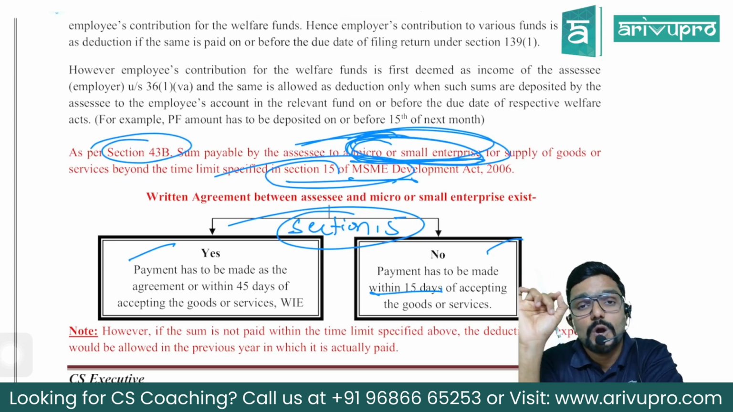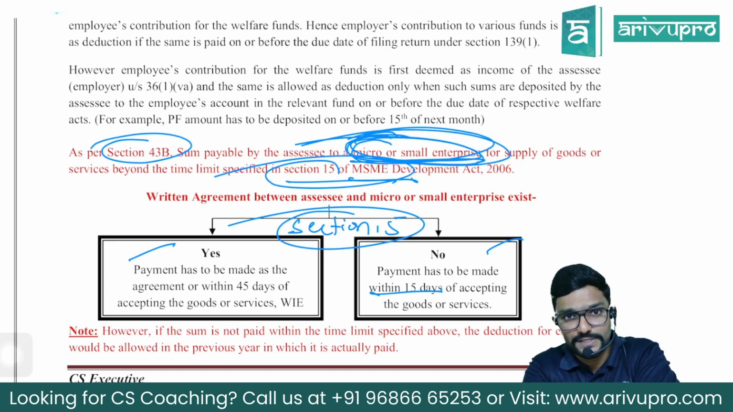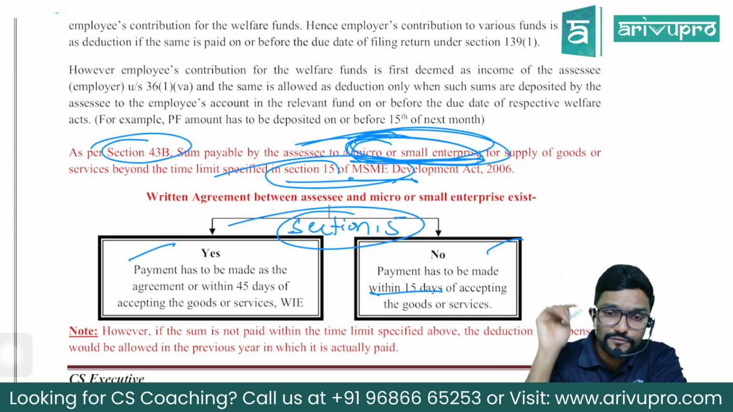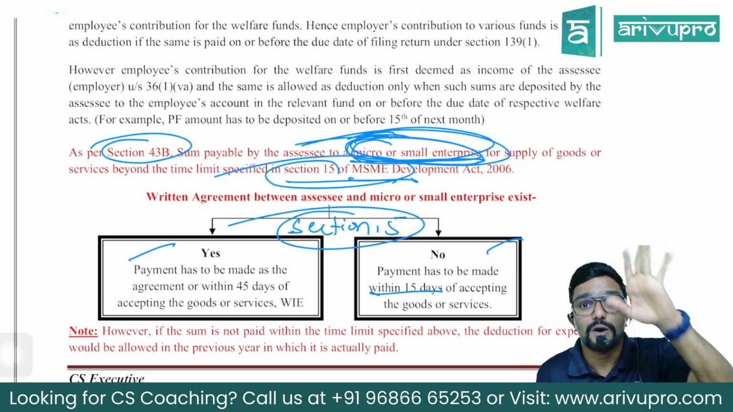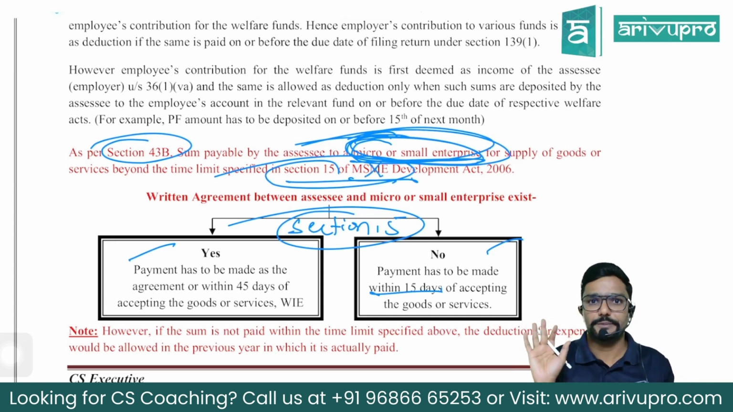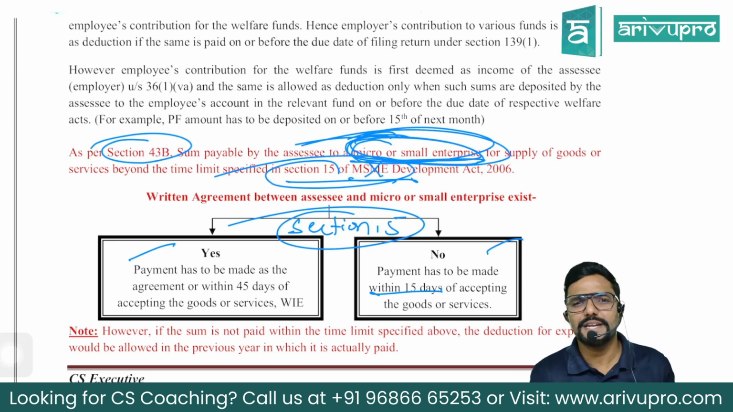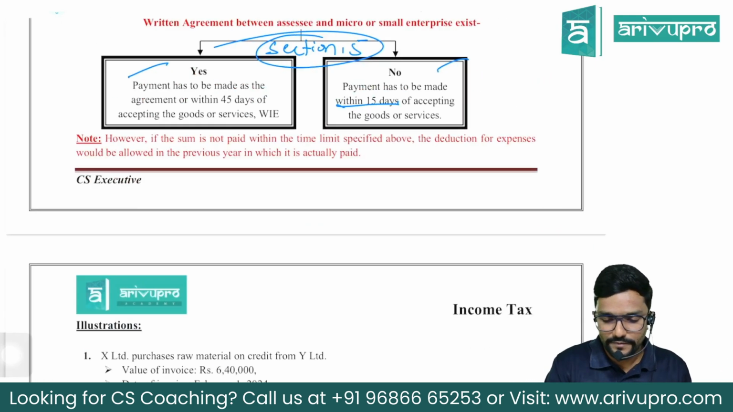Only micro and small. I repeat, MSME covers micro, small and medium enterprises. But for section 43B, only payments made to micro and small are covered. So that means if I am making the payment to medium enterprises, can I make it even after the due date? Yes. Can I claim it as an expense on accrual basis? Yes.